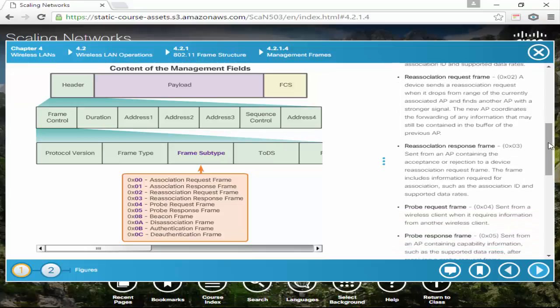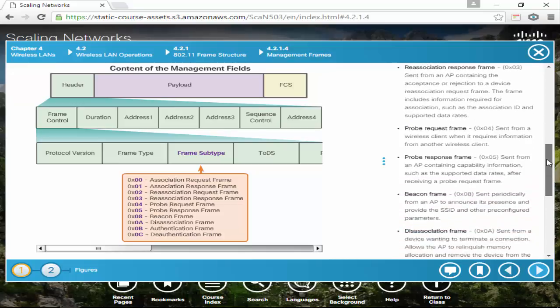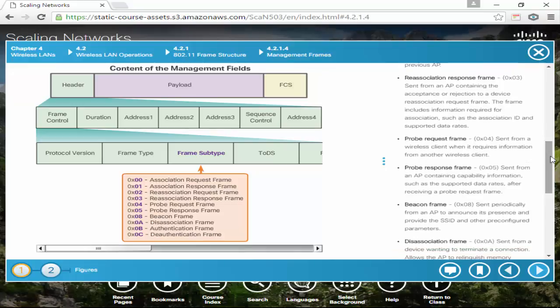Reassociation request frame. A device sends a reassociation request frame if it drops from the range of the currently associated AP and finds another AP with a stronger signal. Where would this happen? In an extended service set, right? This is how you walk from one room to another. The new AP coordinates the forwarding of any information that may still be contained in the buffer of the previous AP.